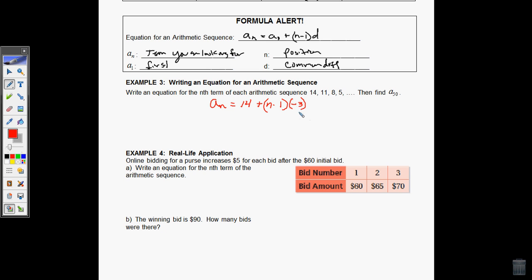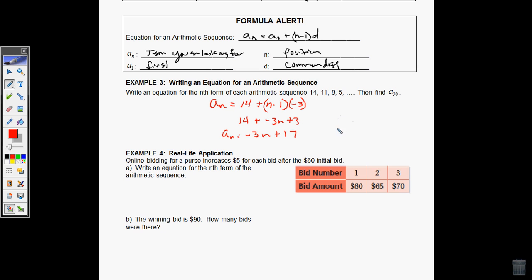Now if I want to make this look a little bit nicer, I can distribute and combine like terms. So this is going to be 14 plus negative 3n, and then plus 3. So when I combine like terms, a sub n equals negative 3n plus 17. Nice.